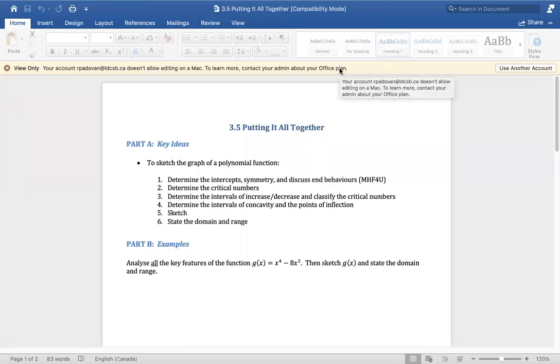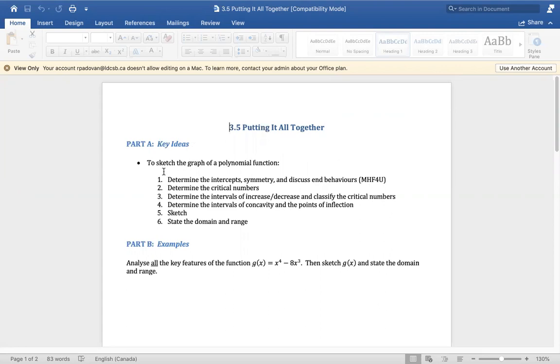Okay, so we're going to skip 3.4 for now because we're going to look at this 3.5 lesson, putting it all together. We're going to put lessons 3.1, 3.2, and 3.3 together, as well as reviewing and using the information that we learned in the functions course.